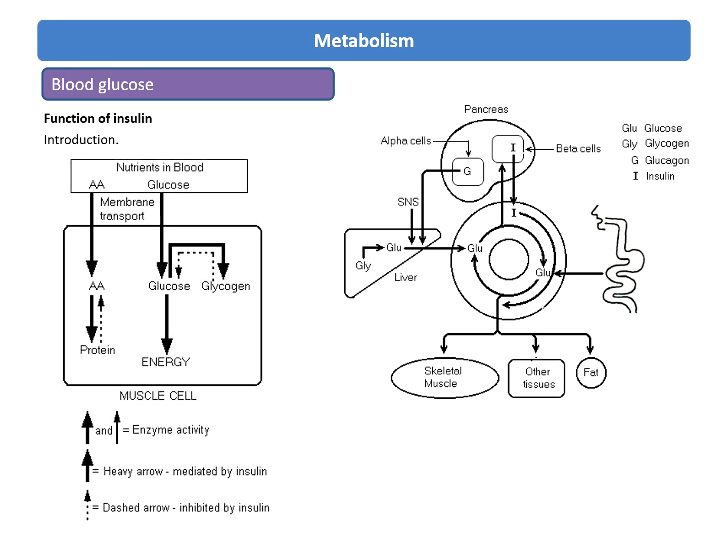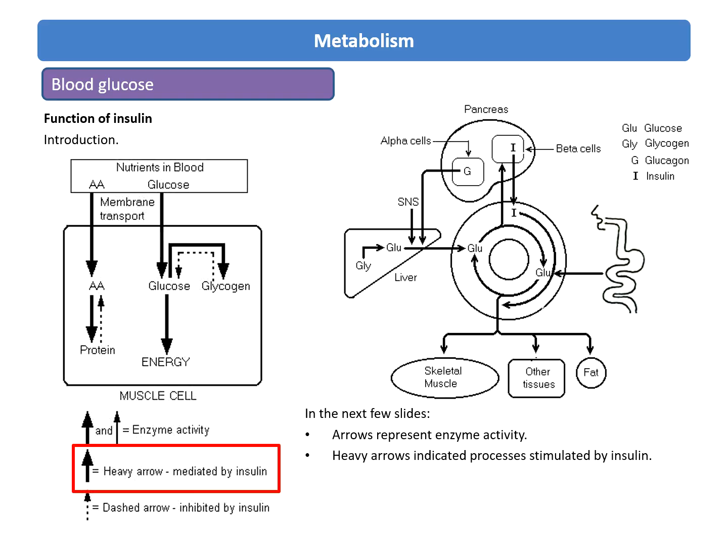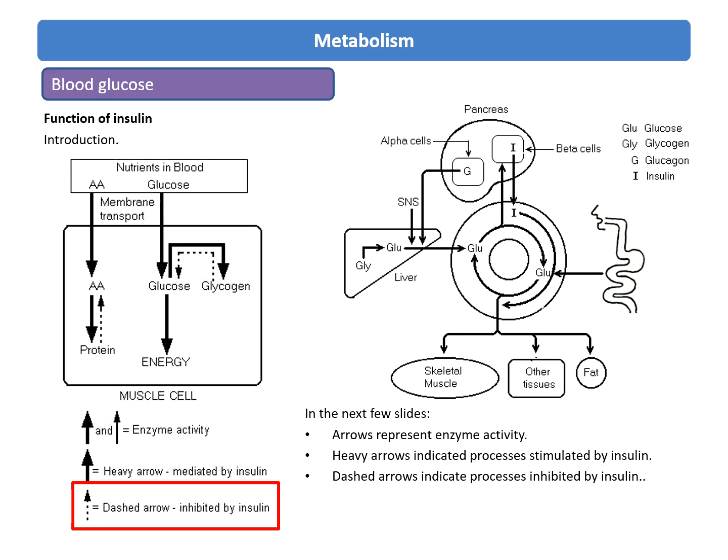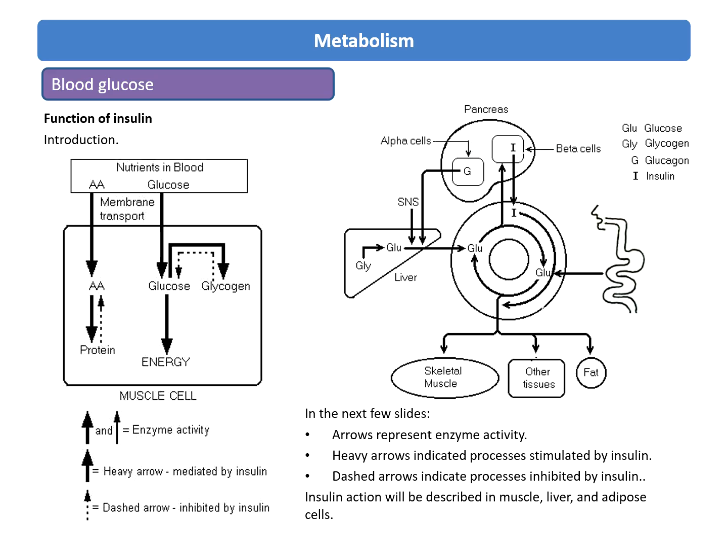The diagram shows a cell. This happens to be a muscle cell. You'll see arrows in the cell. Arrows represent enzyme activity. That may include transport into or out of the cell. If it's a heavy arrow, that indicates a process that's stimulated by insulin. And if it's a dashed arrow, that indicates a process inhibited by insulin. Insulin action will be described in muscle, liver, and adipose cells.